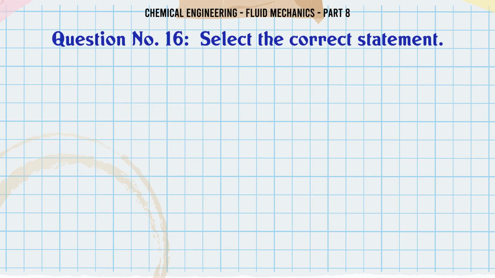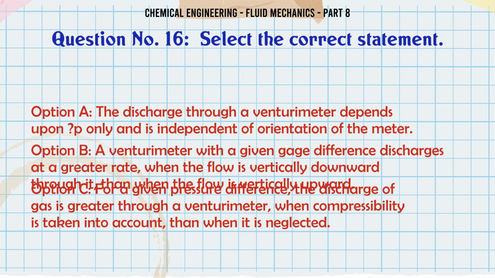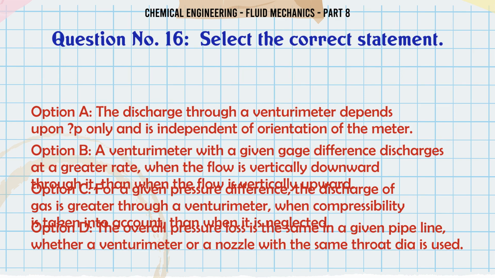Select the correct statement. A. The discharge through a vena contracta depends upon P only and is independent of orientation of the meter.